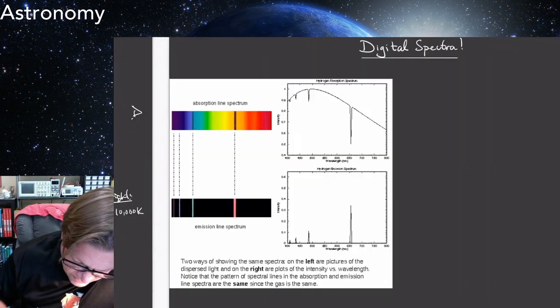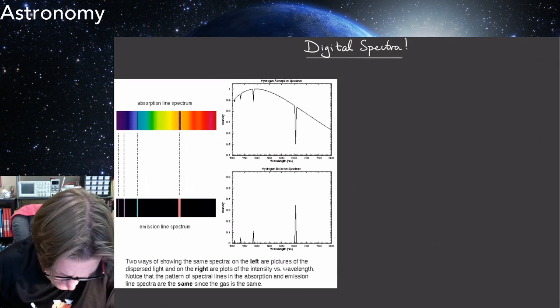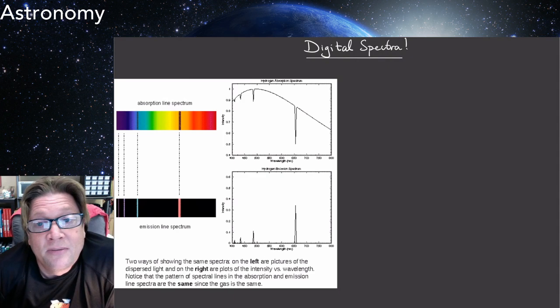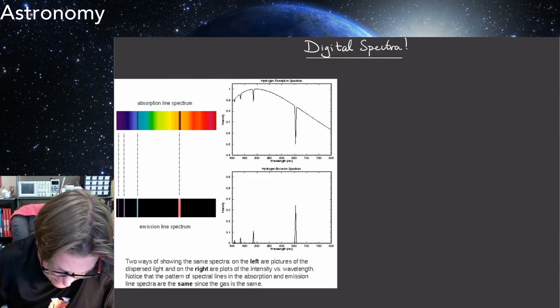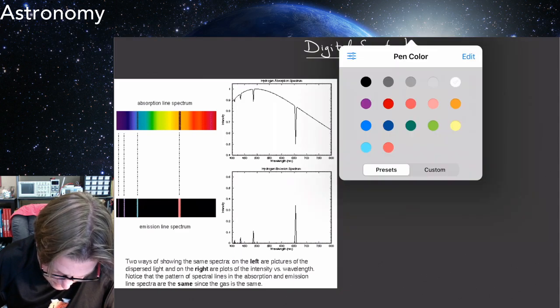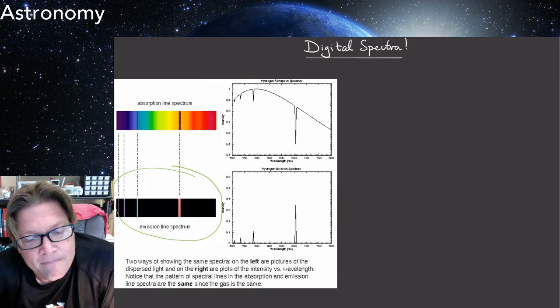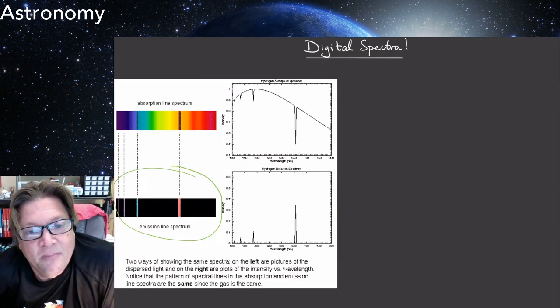The other thing that we need to talk about is digitizing the spectra. When we see the rainbow of colors, that's what we used to do in the old days. Nowadays, you just have a computer look at it. And what the computer does is it just measures the brightness of all those colors, and then it just plots the brightness. So look down here. The emission line spectrum. It's a black background, so it's dark. And then at particular colors, you have bright streaks.